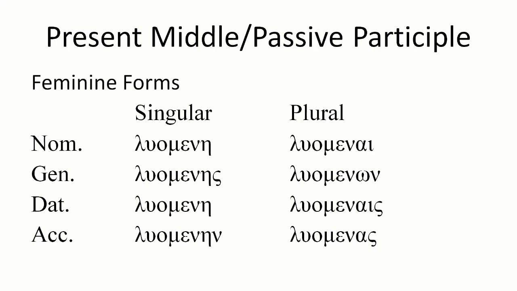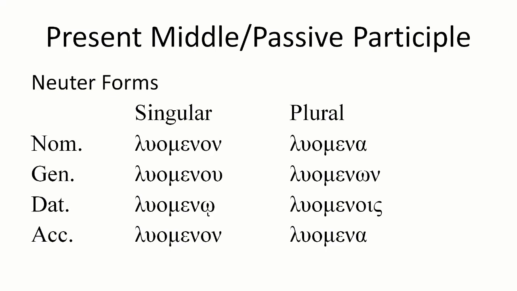Moving on then to the feminine forms, lu omene, lu omenes, lu omene, lu omenen. Again, omicron, mu, epsilon, nu in the middle there, and we're using our first declension endings now, all etas, because of the ending letter there at the end of the stem is a nu. And then your plurals, familiar first declension endings, lu omenai, lu omenon, lu omenais, lu omenas.